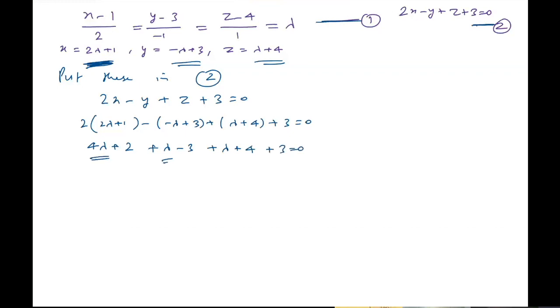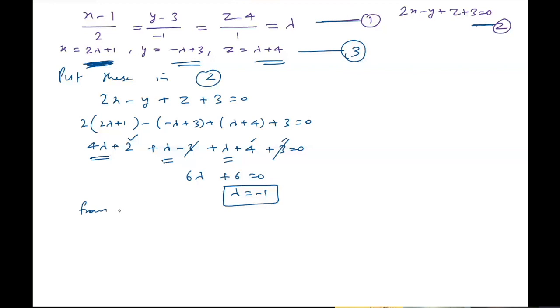Now what to do? 4 lambda plus lambda plus lambda, 6 lambda. Now you can see 4 plus 3, this is cancelled. 4 plus 2, which is 6. So lambda equals minus 1. We got the value of lambda, but we need to put this in the third equation to get the point of intersection. So put this in third.